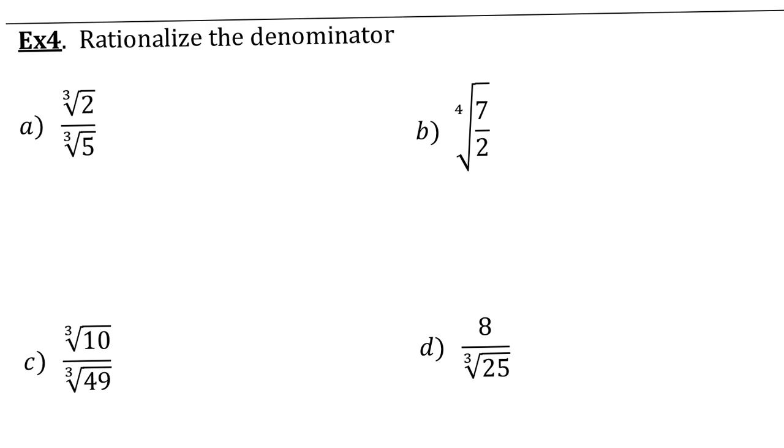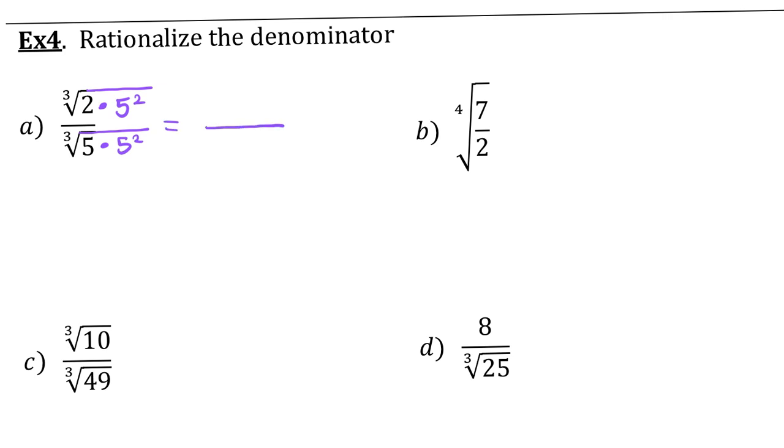Since this is the third root at the bottom, I want 5 to the third to be at the bottom. I want to make this bigger. How many more 5s do I need to make this 5 to the third? I need 2 more, so I'm going to times by 5 to the second. If I do it at the bottom, I have to match it at the top. I don't care if there's a radical at the top, so I just put whatever's at the bottom. Okay, let's bring it over.